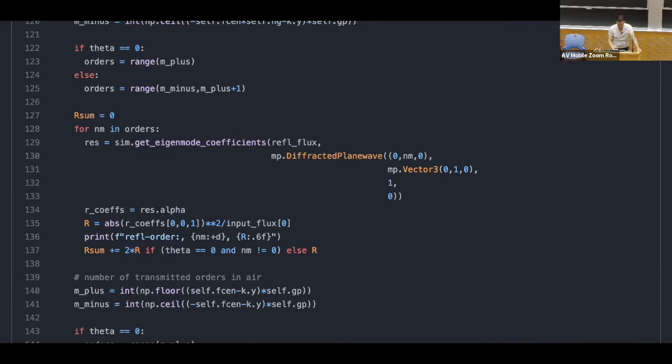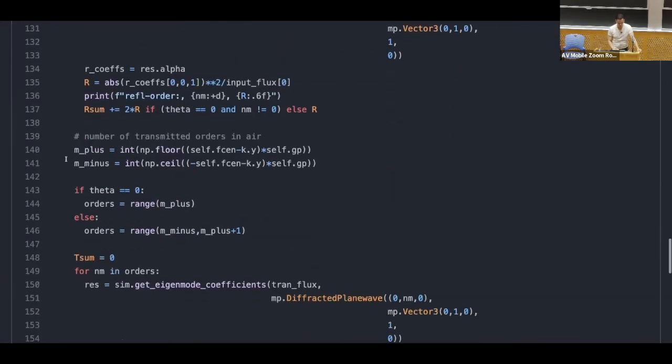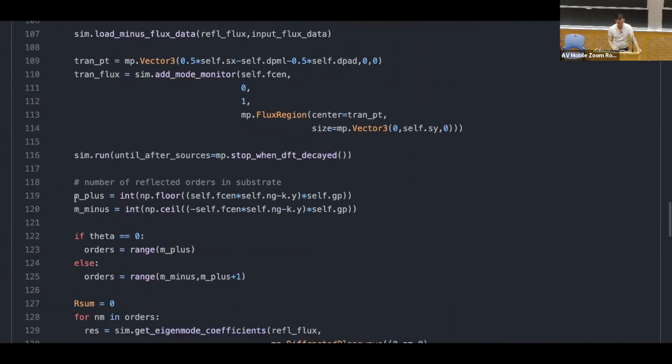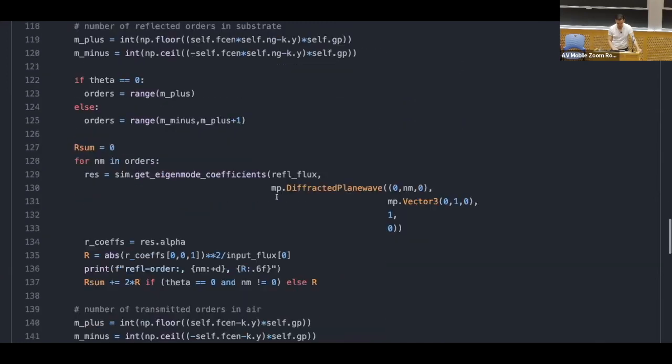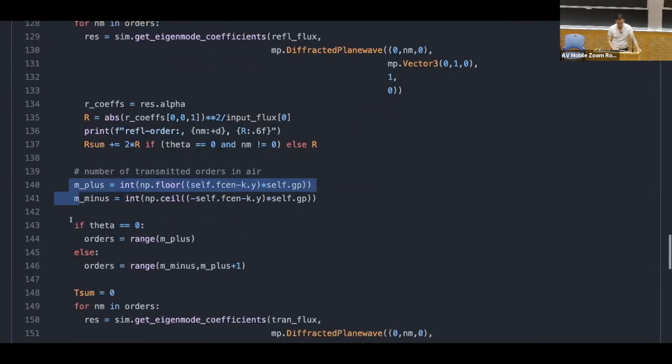The same process that we just did for the reflected orders, we're going to do for the transmitted orders in air. So note, to compute the reflected orders, this is very important, we need to look at the medium of the reflected orders. In this case, it's glass. Here, the transmitted orders are in air. So we're going to compute the M plus and the M minus terms.